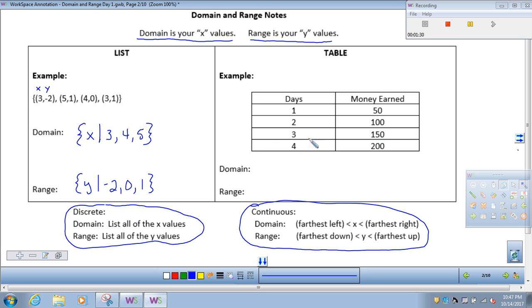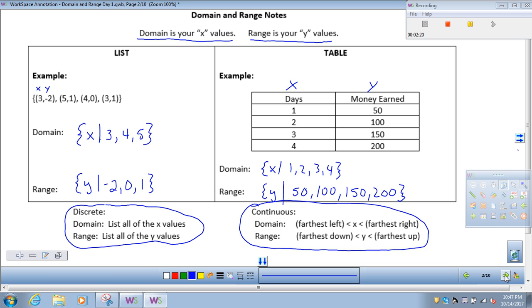Same thing right here. This is a table. This is discrete data. So our x's will be on the left and our y's will be on the right. Our x's are 1, 2, 3, 4, and then our y's are 50, 100, 150, and 200. Okay, so all you have to do is list it out. When you have discrete data, it is pretty easy on a lot of it.